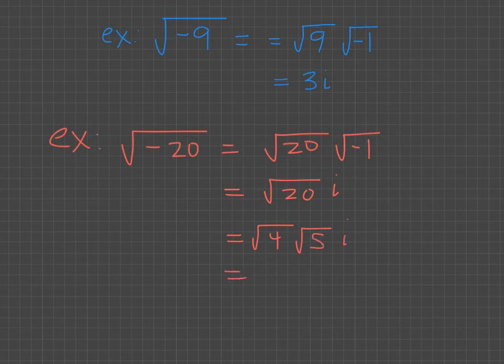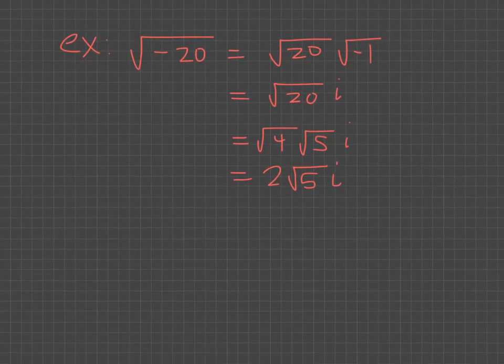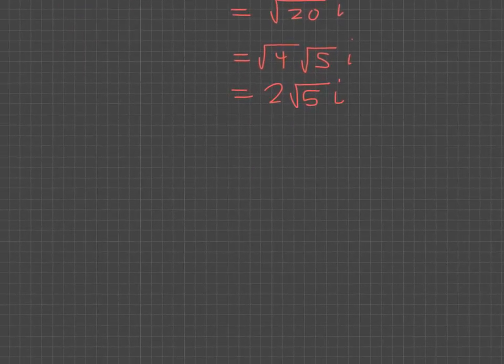And the square root of 4 simplifies to 2, so we get 2 square root 5i. Okay, so these are all examples of imaginary numbers. So whenever we have i, we have an imaginary number. Now sometimes we have a combination of real and imaginary. So for example, we could have 7 plus 2i.